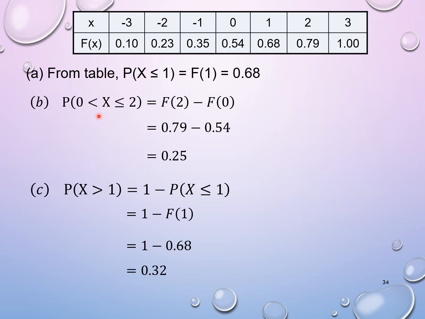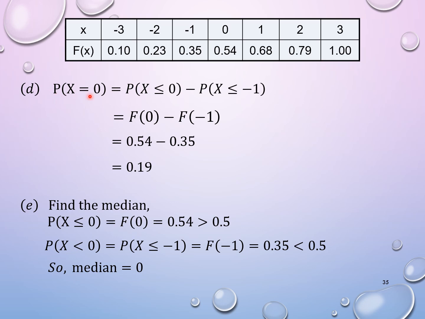B, find the probability x greater than 0 and less than or equal to 2, which is equal to F(2) minus F(0). F(2), we can straight away take this value. F(2) over here is 0.79, F(0) is 0.54, then you get 0.25. C, probability x greater than 1, which is equal to 1 minus probability x less than or equal to 1. This one over here is the cumulative of 1. The cumulative of 1 is 0.68, then 1 minus 0.68, you get 0.32.